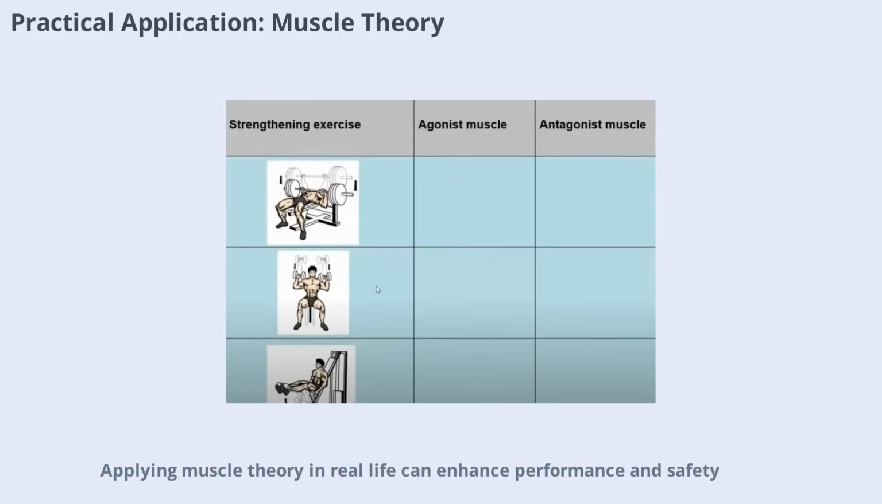Applying muscle theory in real life can enhance performance and safety. For example, athletes often train both agonist and antagonist muscles to improve balance and power. Therapists use this knowledge to design rehabilitation programs that restore function and prevent re-injury. By understanding how muscles work together, we can move more efficiently and stay healthy.